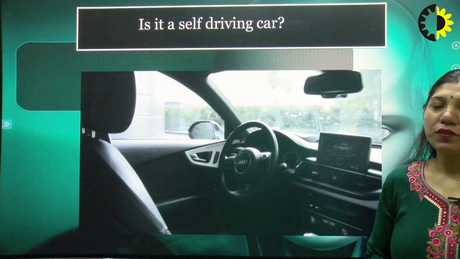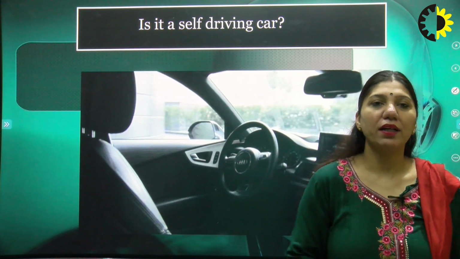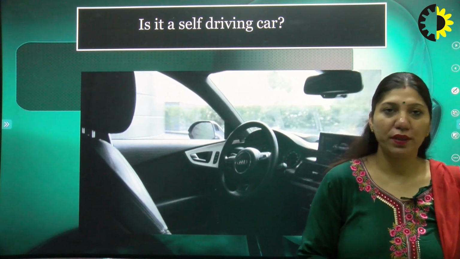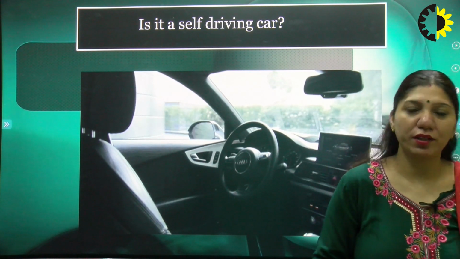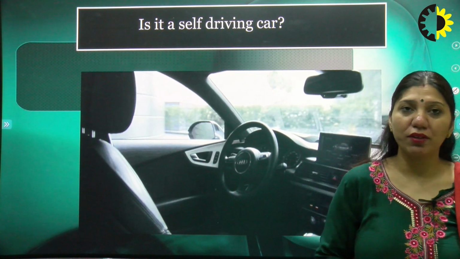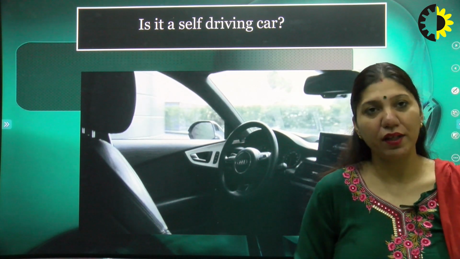This is an example of a self-driving car. We know very well there are a number of vehicles present in the market and they all are driven by human beings. But now in the era of AI, what we want is self-driving cars. And for having a self-driving car, definitely the machine, the car, also needs proper training for doing that.